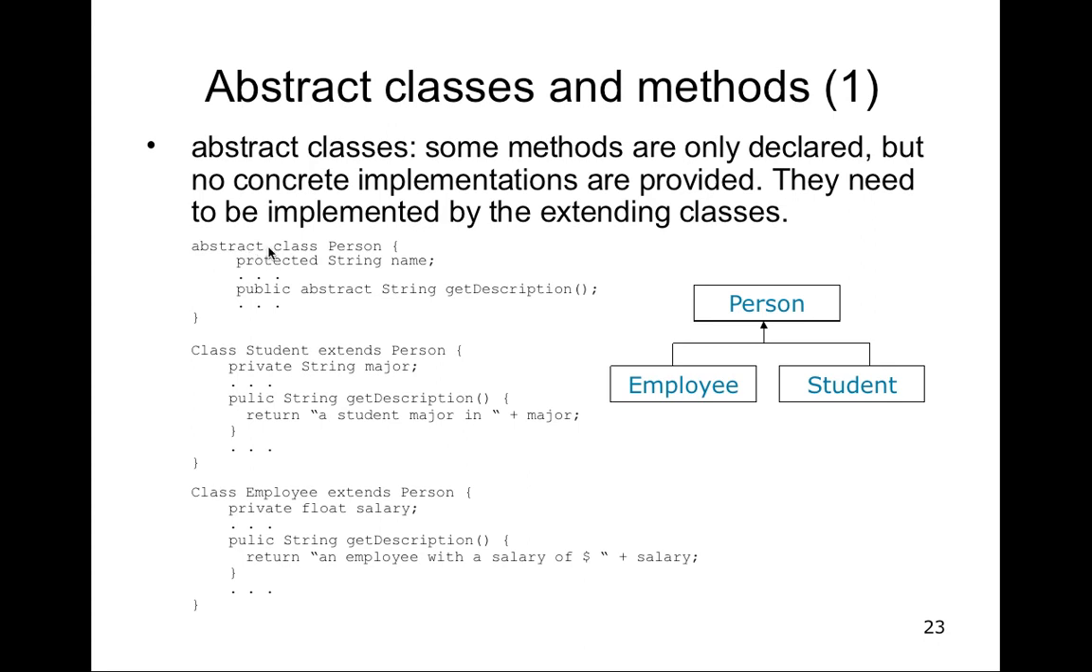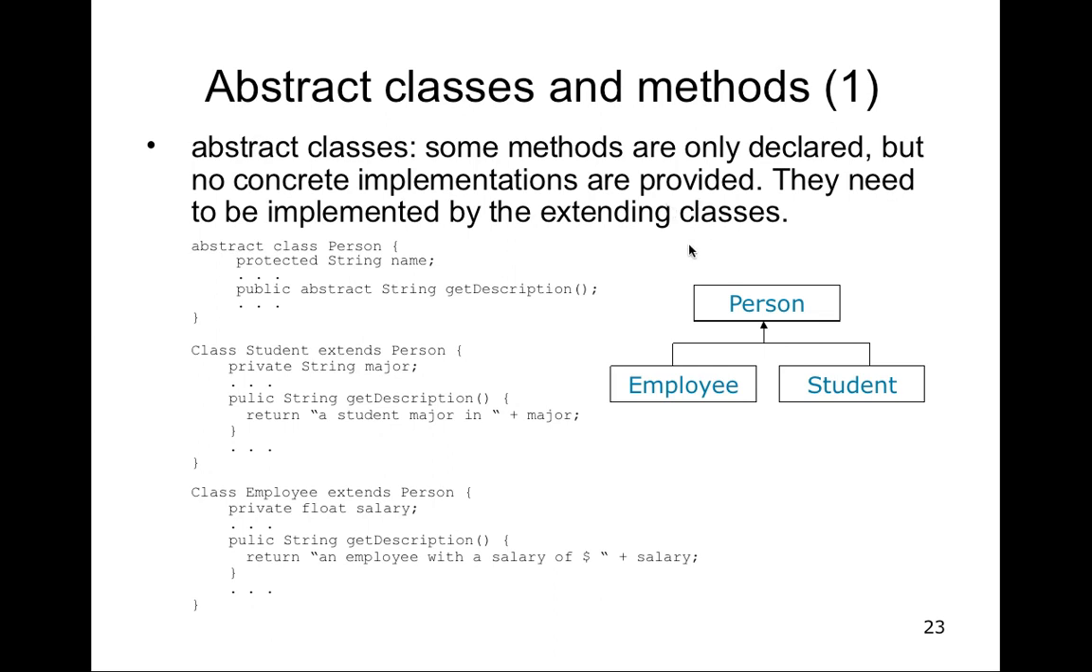We don't need an access modifier because we can't access it. We can't do anything with it because it's abstract. What does abstract mean? It means it doesn't exist. Well, okay, by definition, with abstract, some methods are only declared, but no concrete implementation is provided. So they need to be implemented by the extended class, which means the class is made for inheritance.